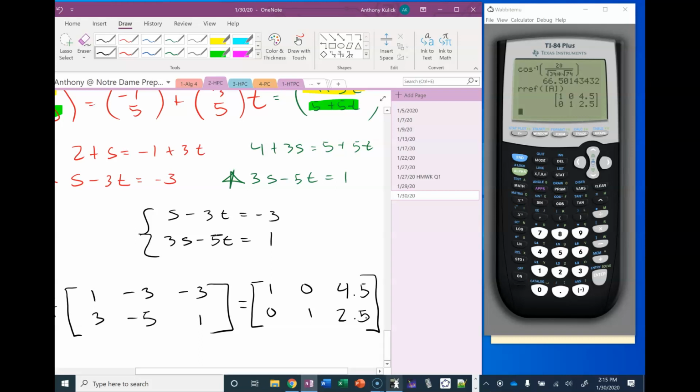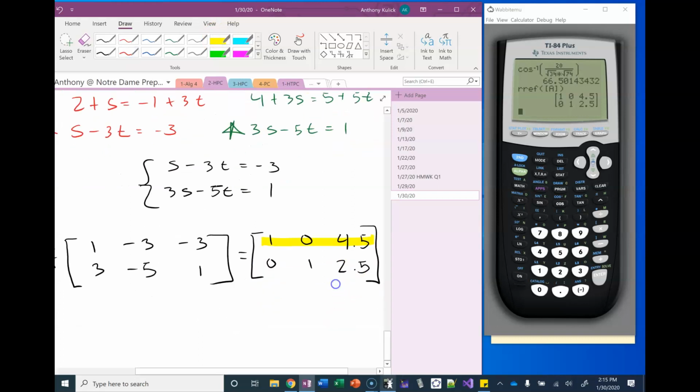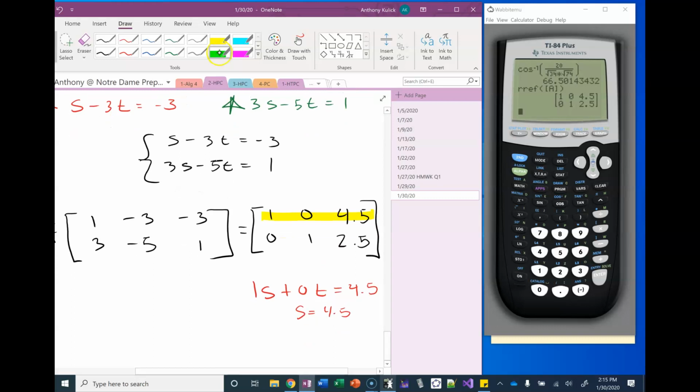This is telling me my answer now. So if I read the first row of my matrix, what that says is 1s plus 0t is equal to 4.5, i.e. that s is 4.5. If I read the second row of my matrix, that says 0s plus 1t is equal to 2.5, or just that t is equal to 2.5. Is everybody okay there?